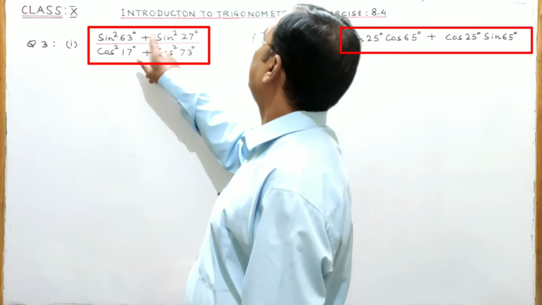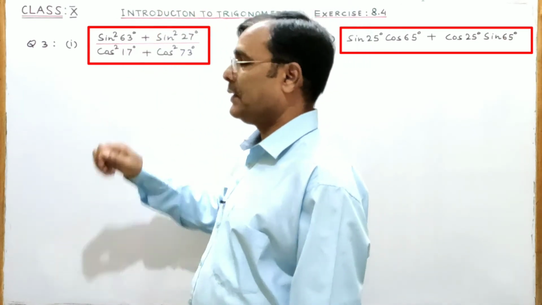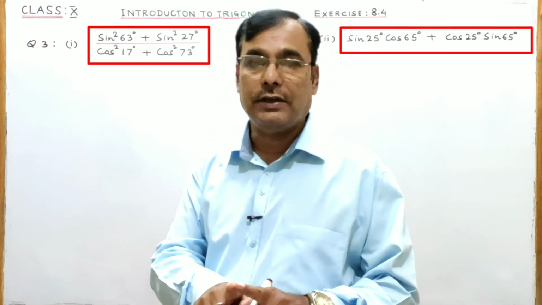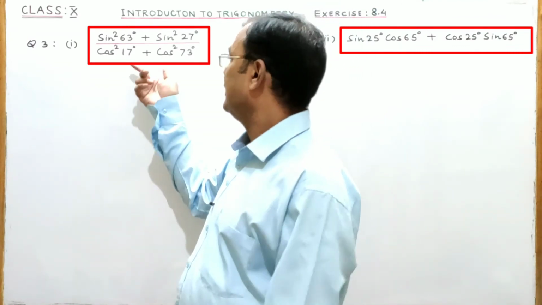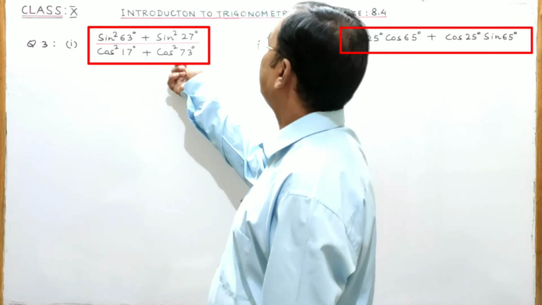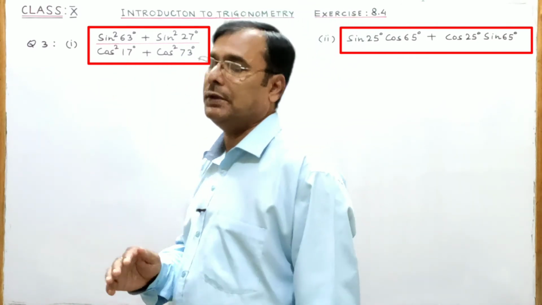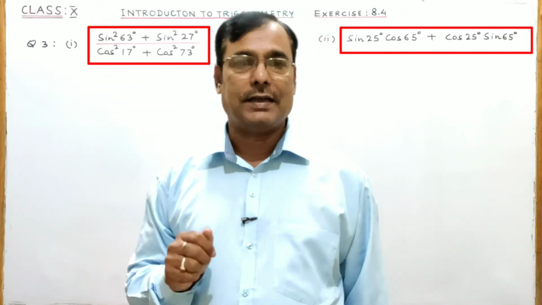To evaluate these expressions, if you see these angles carefully in the denominator and in the numerator separately, this angle is 63 degrees, this angle is 27 degrees in the numerator. These two angles are actually complementary angles because their sum is 90 degrees. See, in the denominator angle 17 degrees and 73 degrees, they are also complementary angles of a right angle triangle.